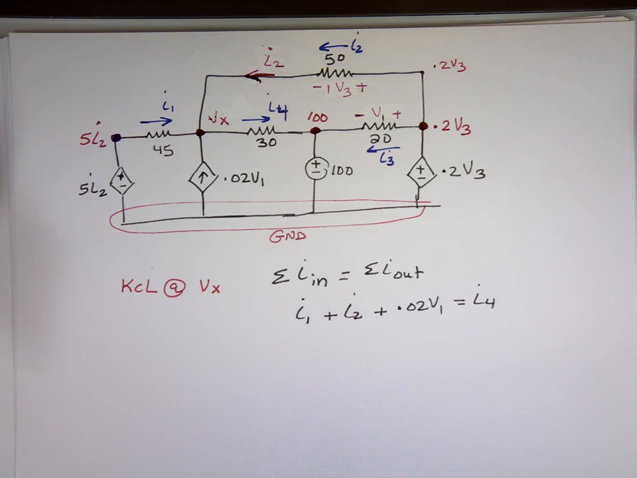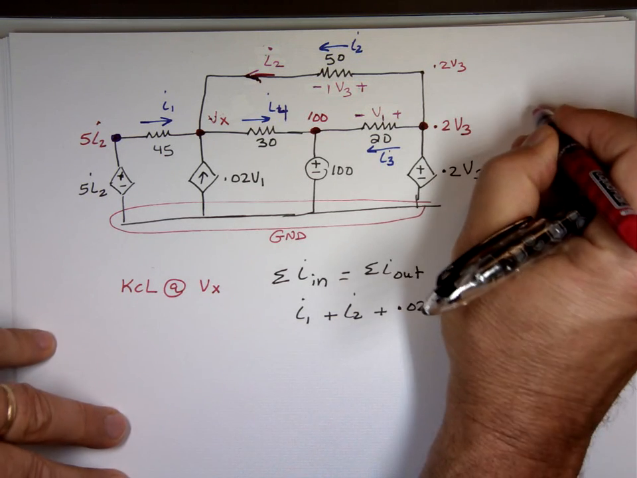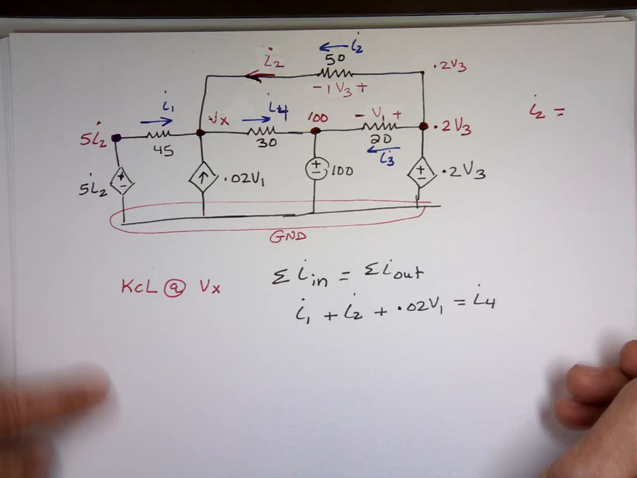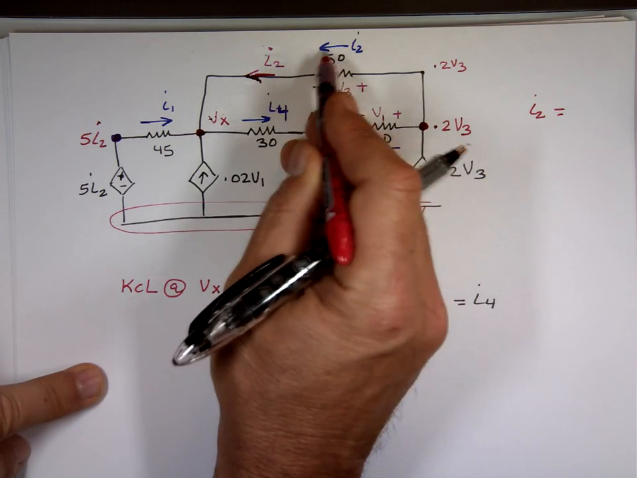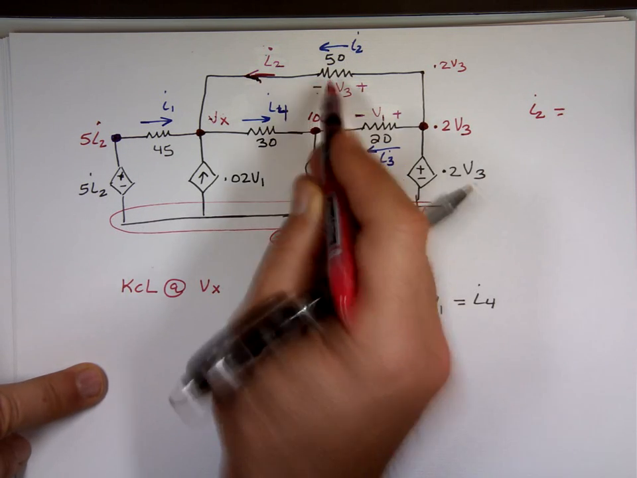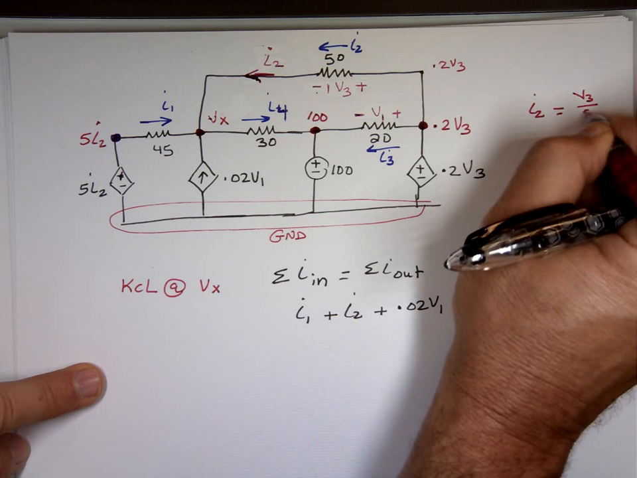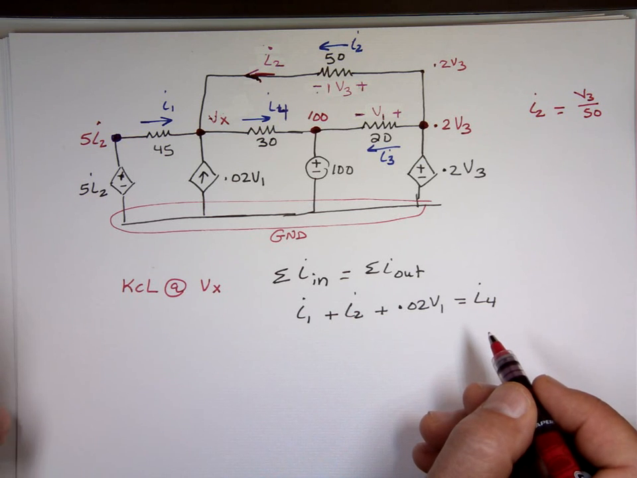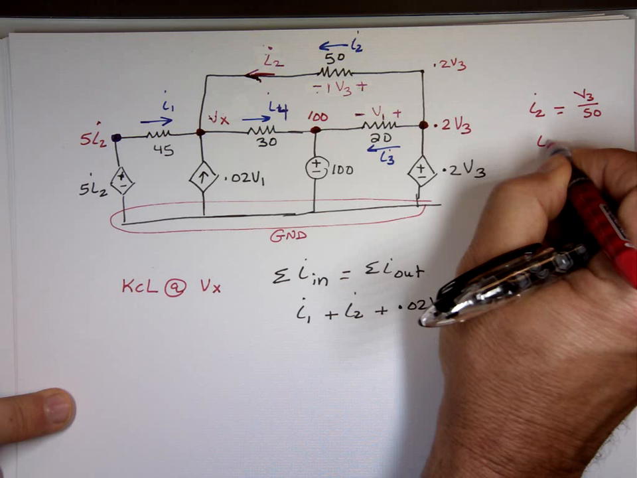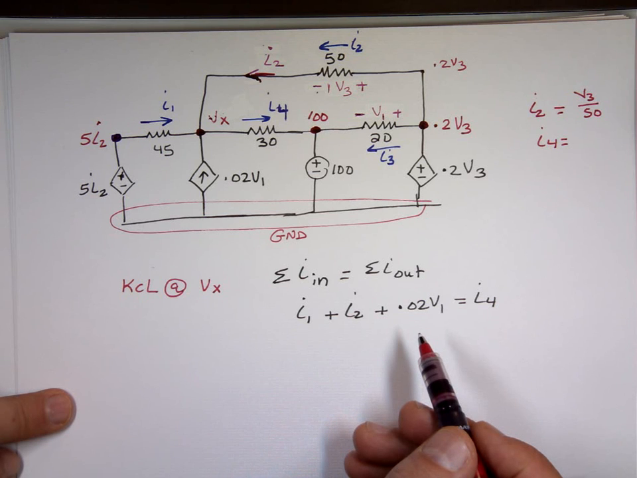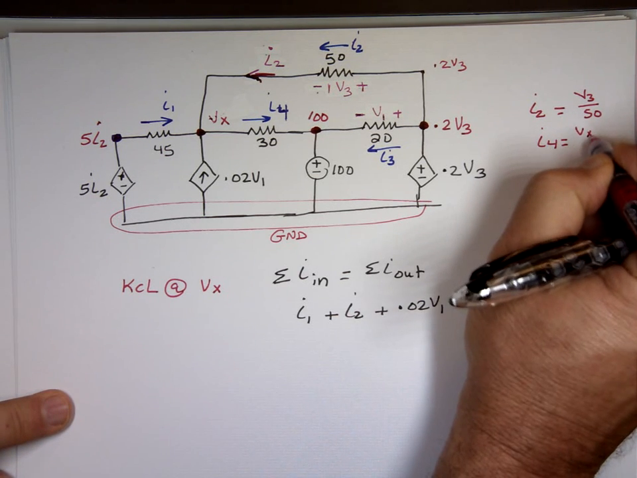Usually we want to write all these currents in terms of the voltages. Let's look at I sub 2. What is I sub 2? Well, isn't that the current this way? Isn't that this voltage divided by that resistor? Oh yeah, that's right. What's that voltage? V3 over 50. And what is I sub 4? It'd be Vx minus 100 over 30.